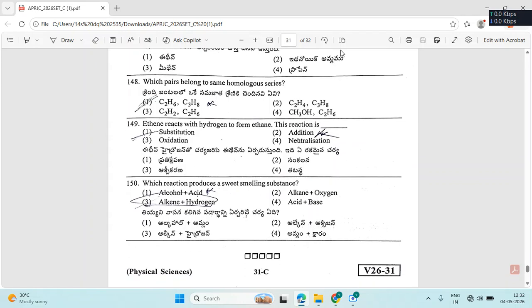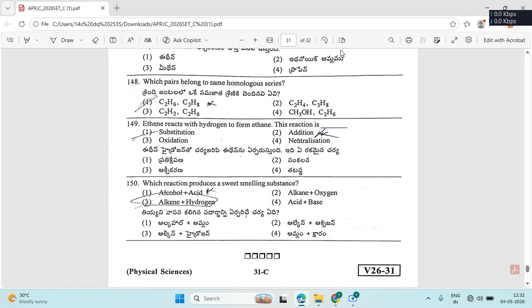Which pair belongs to the same homologous series? C2H6, C3H8; C2H4, C3H8; C2H2, C2H6; CH3OH, C2H6. The correct option is 1 and the answer is C2H6, C3H8.